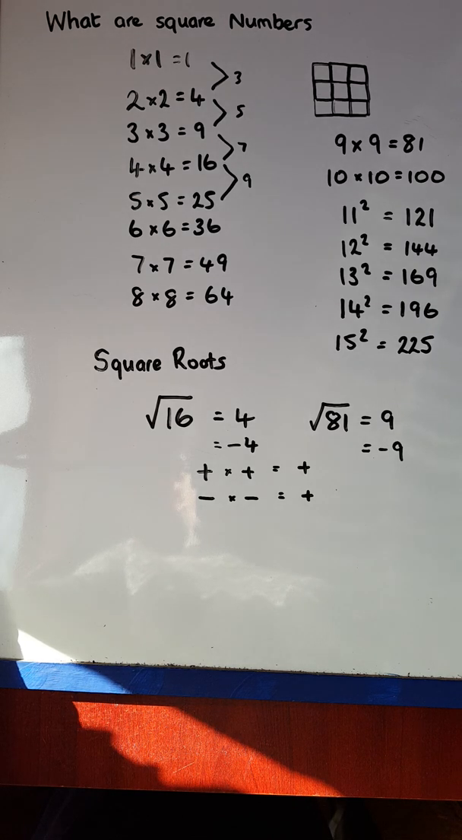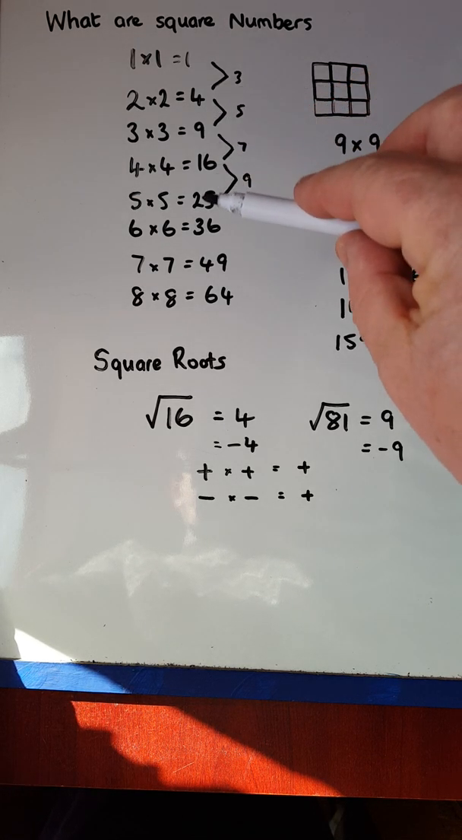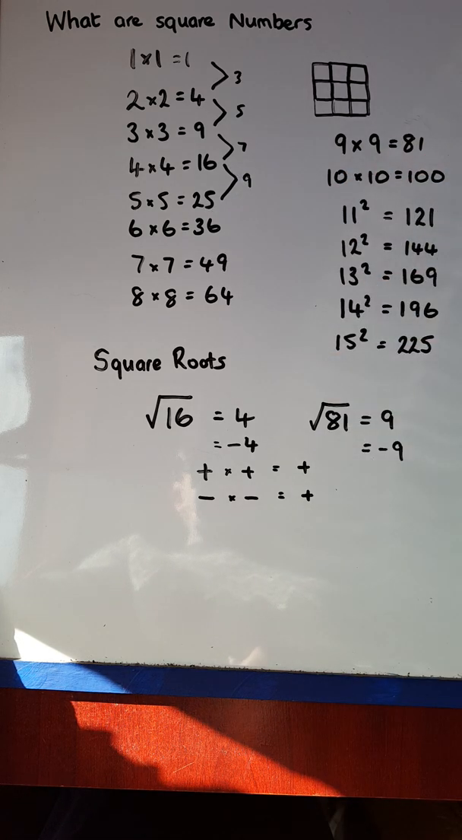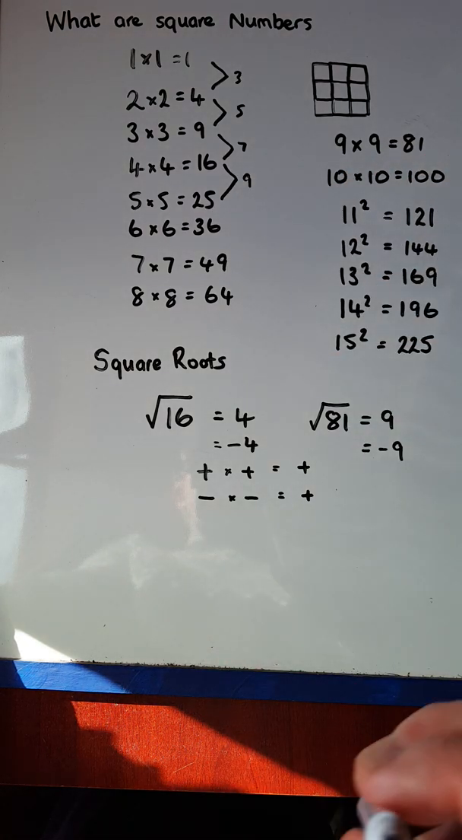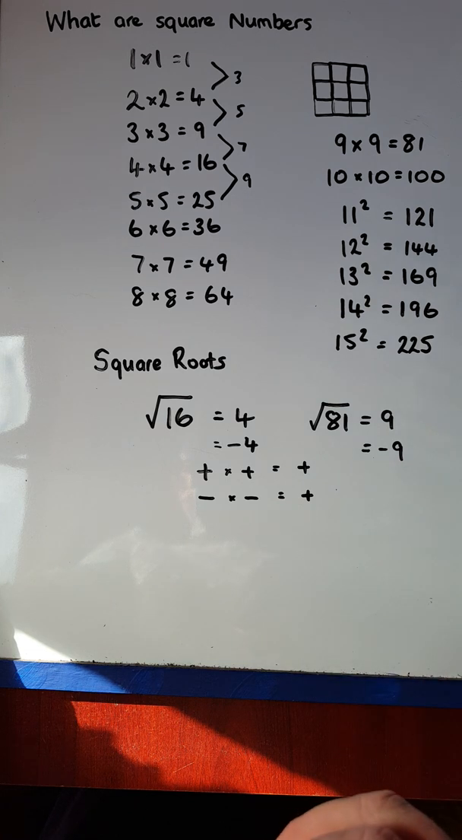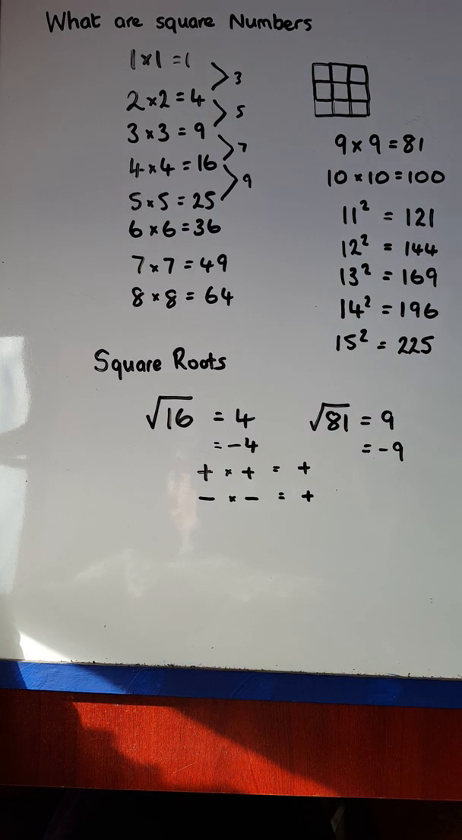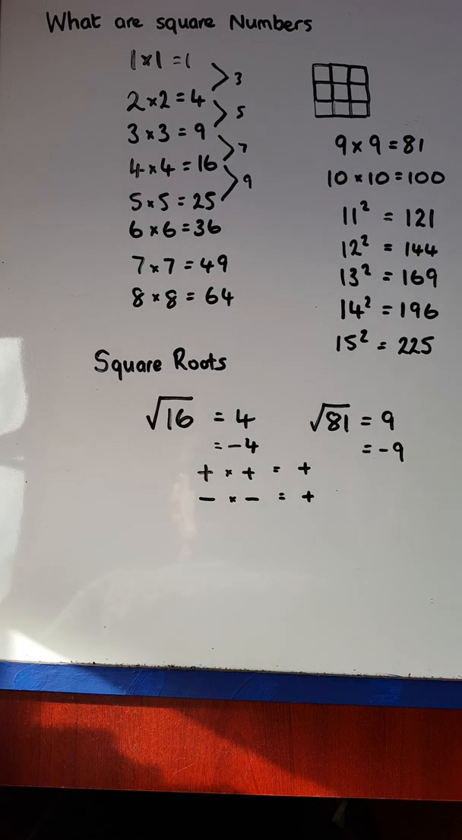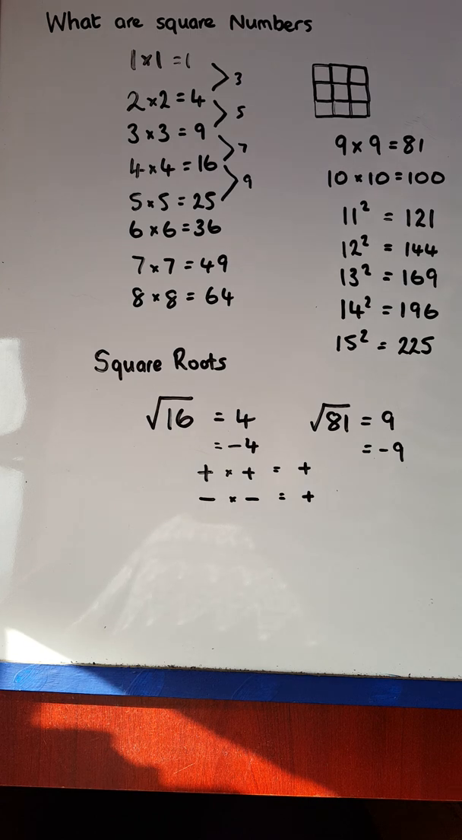Okay, so that's squares then. Squares multiply the same number by itself, you get a square number. The square root is the opposite. You then find out what had to be multiplied by itself to get that square number. It's worth remembering that you might be able to estimate a square root. Let me show you what I mean.